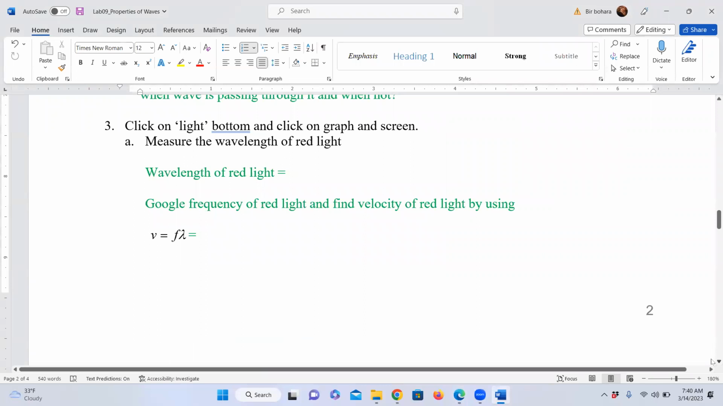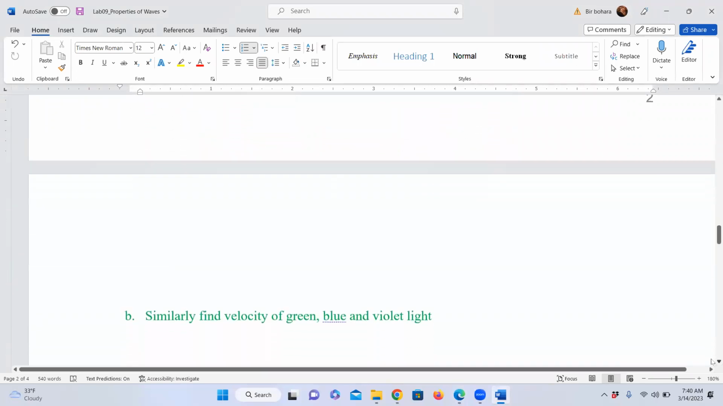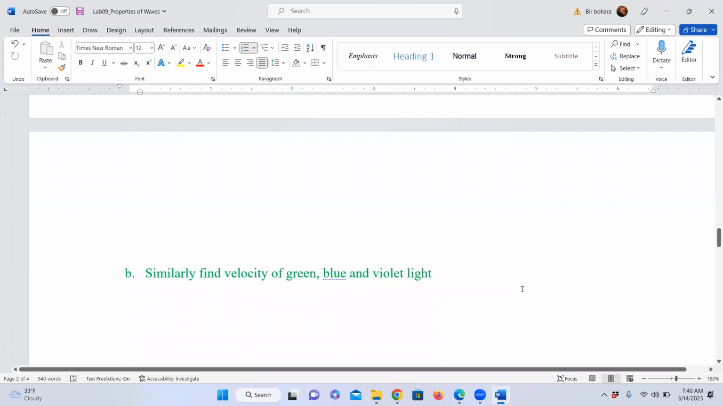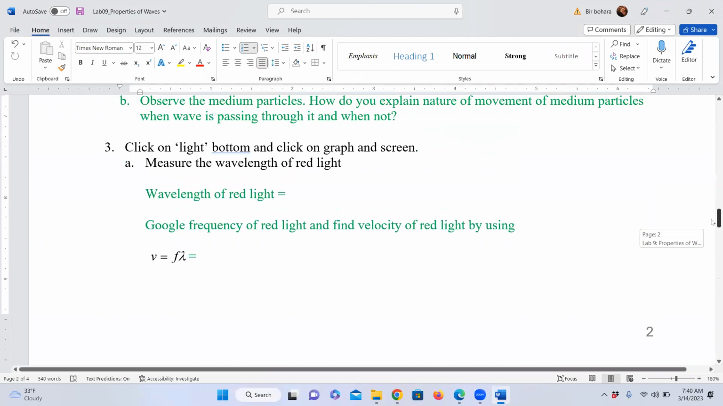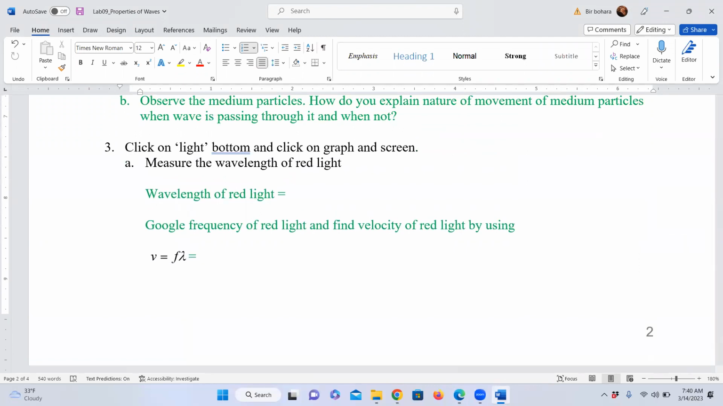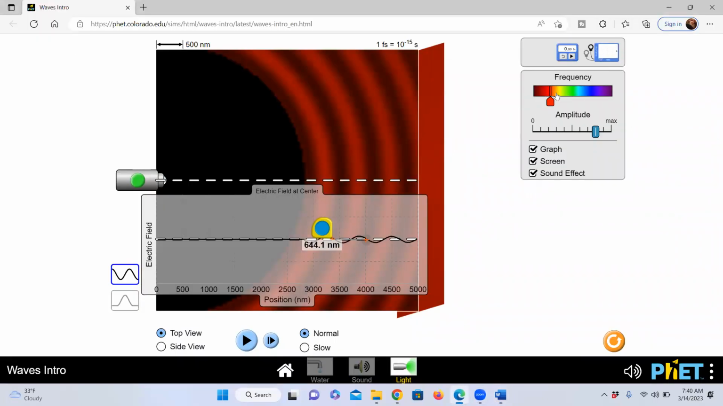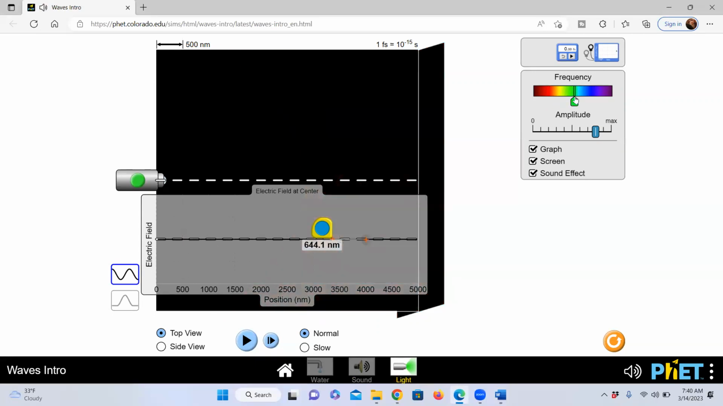Here, post for red light. Later on, similarly, you can find the velocity of green, blue, and violet lights. You can do it by yourself. You just have to change the position, I mean the position right here, right? You can set any here. If you need green light, set it here. If you need violet, set it somewhere violet. This is blue, right? So blue somewhere here. I need red, so I will be setting somewhere in the middle of this red portion.